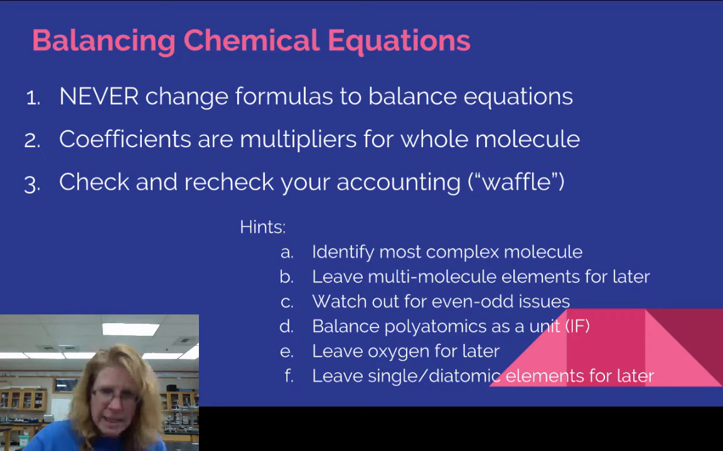And then there's some hints down there in terms of some strategies that you can use, like identifying the most complex molecule, leaving oxygen for later. That's one of the multi-molecule elements I'm talking about. Watching out for those even-odd things and doubling up. Balancing polyatomics as a unit, if and only if they are the one thing. E and F are kind of other sort of hints. Leave oxygen for later. It kind of goes along with B, but oxygen's one of those ones that's a lot of times in a bunch of different spots. And then if you've got single and diatomic elements, they're easy. Leave them to last. Don't balance those first.